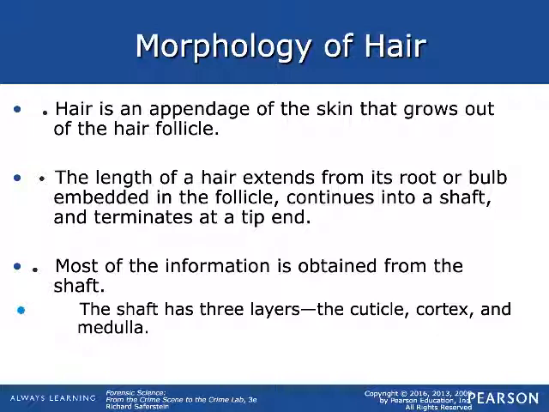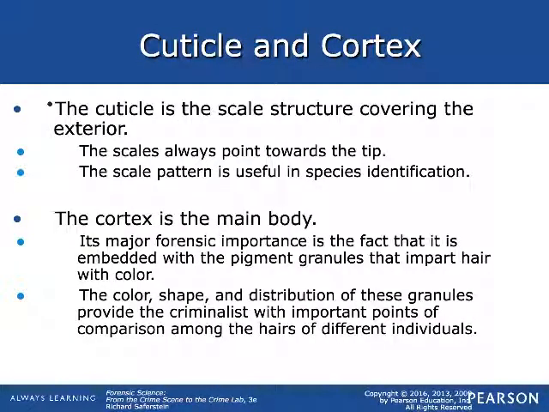So the shaft has 3 layers. It has a cuticle, which is the outside layer, the cortex, and then the middle layer, which is called the medulla. Okay, so the cuticle is kind of like a scale, and it covers the outside. The scales always point towards the tip, so you can orient the hair. The scales maybe look like scales on a fish, but they're pointing towards the tip instead of towards the tail.